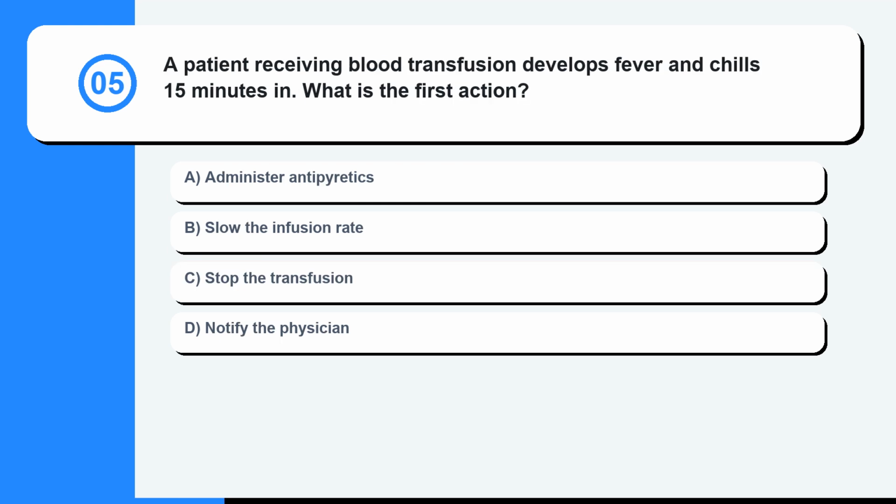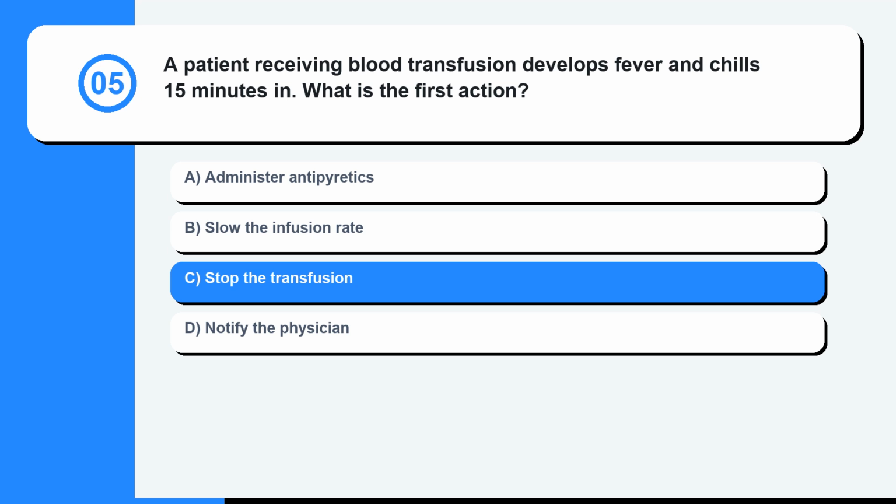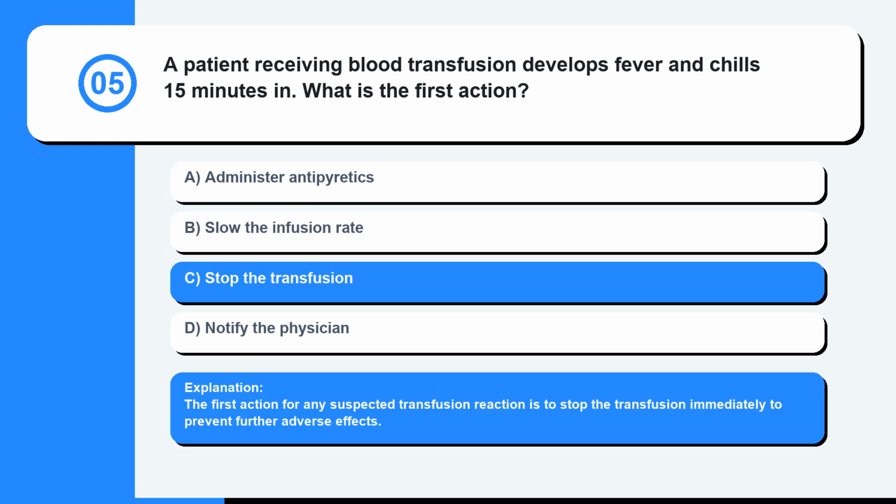Question 5. A patient receiving a blood transfusion develops fever and chills 15 minutes in. What is the first action? A. Administer antipyretics. B. Slow the infusion rate. C. Stop the transfusion. Or D. Notify the physician. The correct answer is C. Stop the transfusion. The first action for any suspected transfusion reaction is to stop the transfusion immediately to prevent further adverse effects.